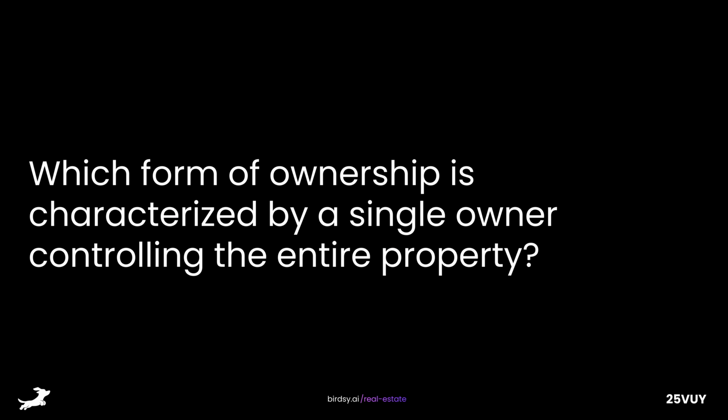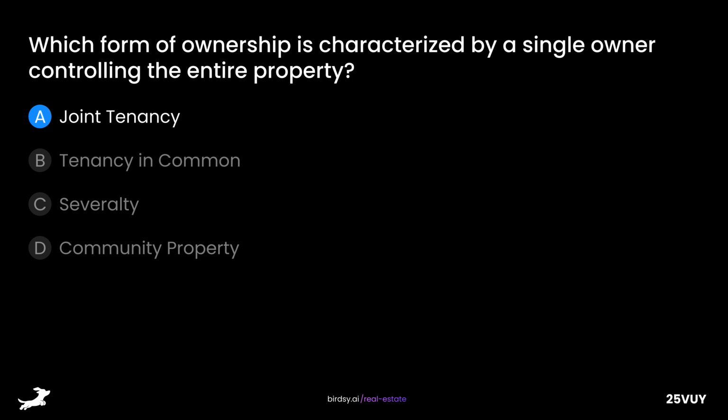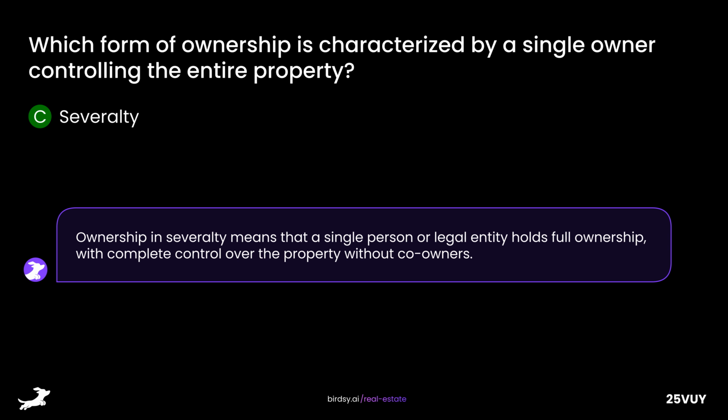Which form of ownership is characterized by a single owner controlling the entire property? Is it A, joint tenancy? B, tenancy in common? C, severalty? Or D, community property? The answer is C, severalty. Ownership in severalty means that a single person or legal entity holds full ownership, with complete control over the property without co-owners.